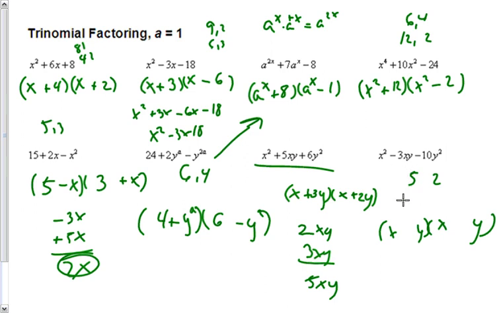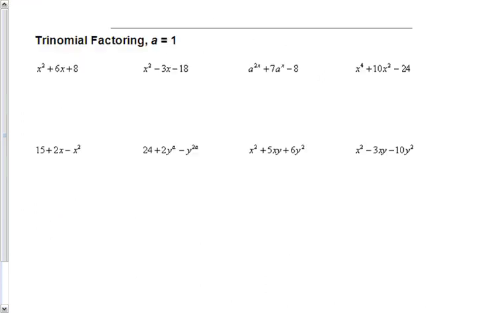One of them is going to be negative. The bigger one's got to be negative. 5 and 2. If you do this, each minus 5xy and your plus 2xy gives you your negative there. So those are when A is 1. We got more here we don't need to worry about.